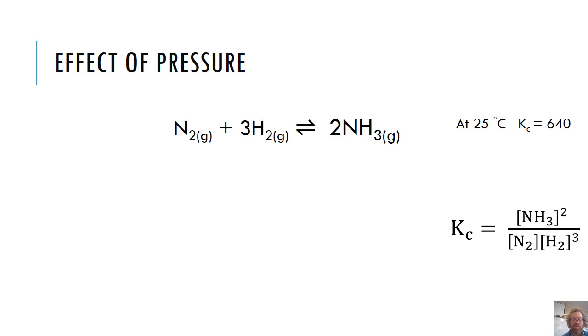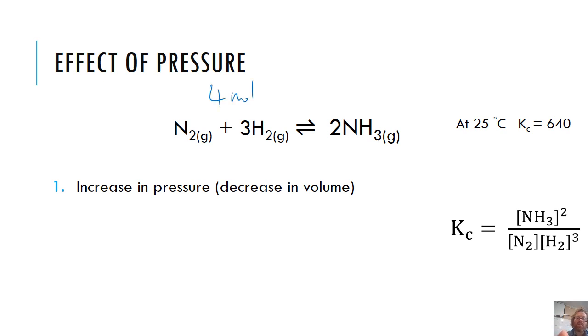So looking back to our example of ammonia, if I am increasing the pressure or decreasing the volume, I'm going to look at my equation. On this side I've got 4 moles of gas, and on this side I've got 2 moles of gas. So if I increase the pressure, I will favour moving to the right to make more products, because on the product side there's 2 moles, whereas on the reactant side is 4 moles.